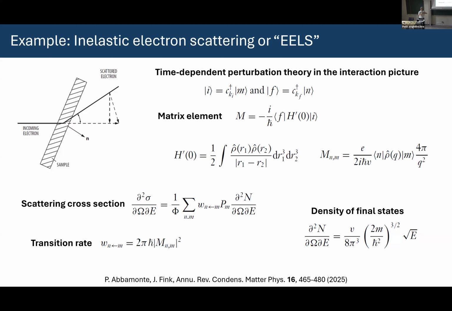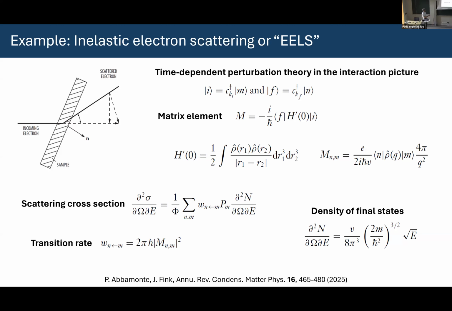In the interaction picture, you separate out the unperturbed Hamiltonian from the perturbed one. And then H prime is just the Coulomb interaction. It says the probe electron interacts with all the other electrons through Coulomb. If you write this out, it's just a matrix element of rho of Q, the momentum density operator. And then this is V of Q and some constants, that's M. And this is Enrico Fermi, 1930 something.